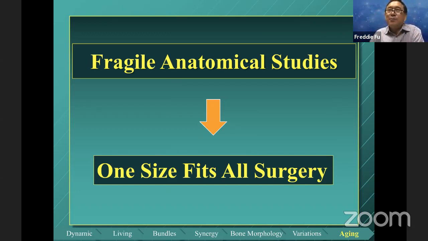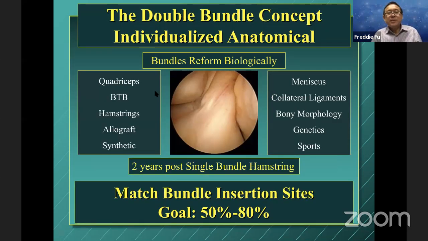Because I revised more than 2,000 ACLs over the world. And I'm telling you, if I look at all those things I just told you, I can correct 95% of that. In some cases, I may have to do extra-articular or tibial slope. But most of the time, I do not have to do that. Again, this is all the graft choice, and these are all the other possibilities. And this is, by the way, a 2 year old hamstring case. The bundle has reformed, the vascularity is right there. It's beautiful.